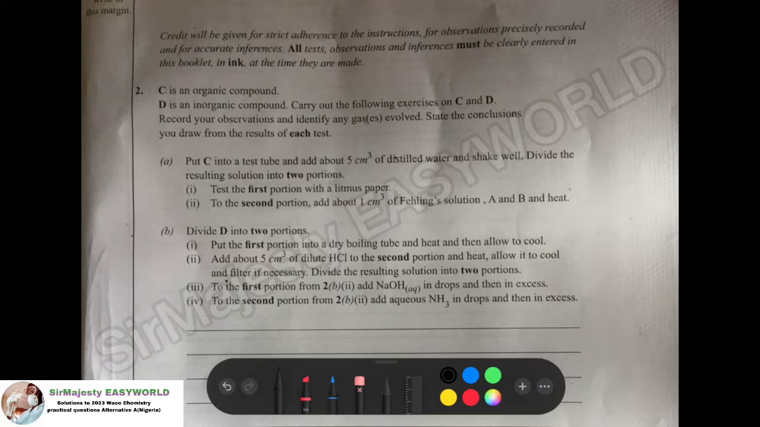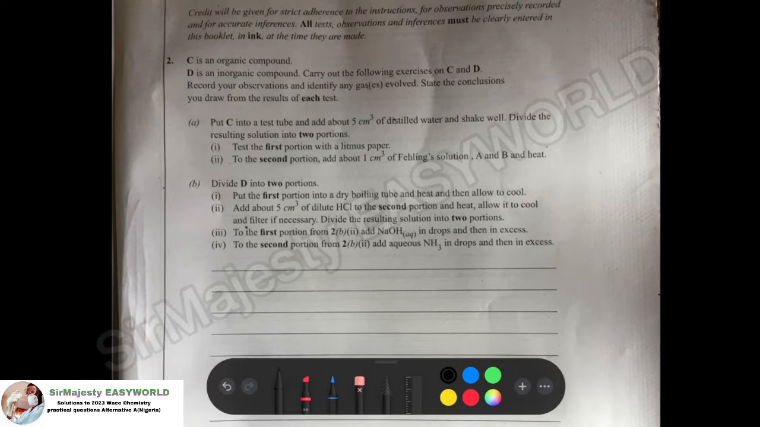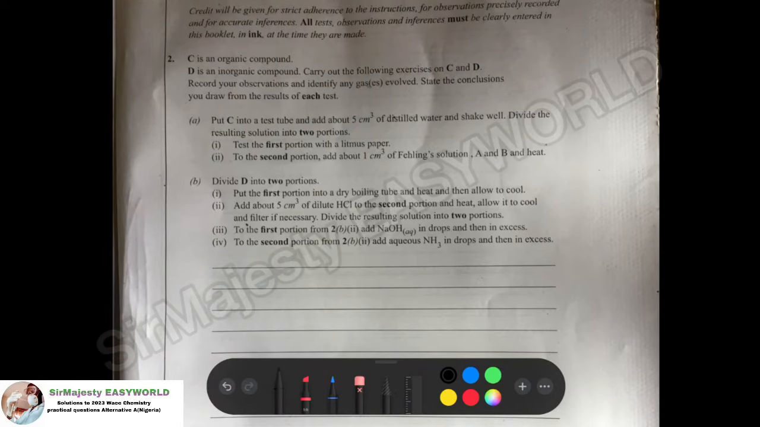Put C into a test tube and then add about 5 cm³ of distilled water and shake well. Divide the resulting solution into 2 portions. Test the first portion with this. So what we are going to do here is, there are how many sub numbers here? Let's count it. You see, there are 1, 2, 3, 4, 5, and 6.